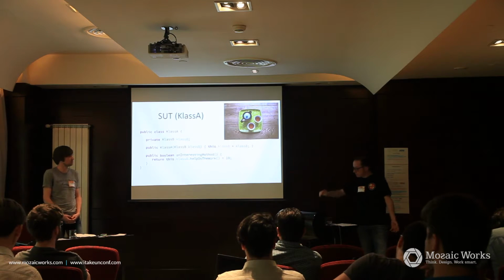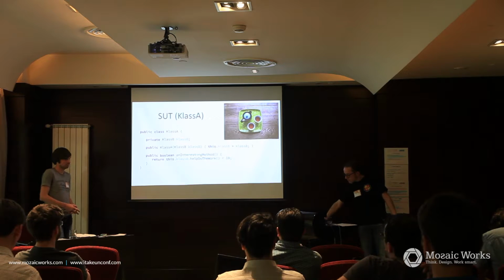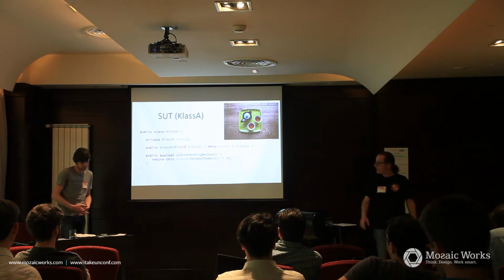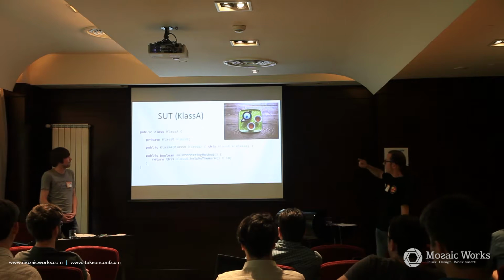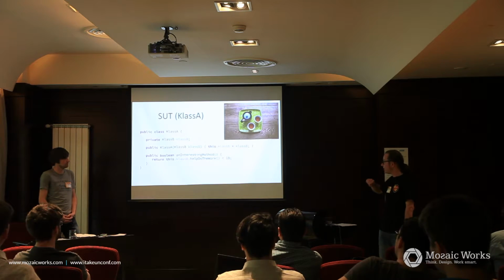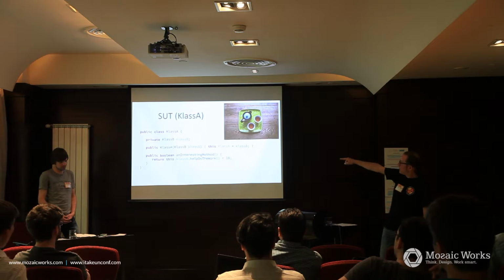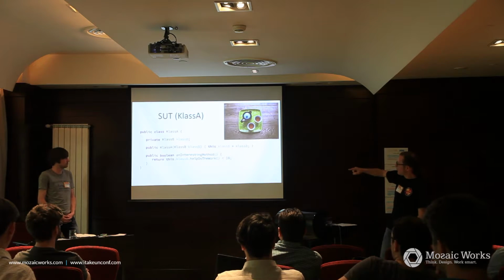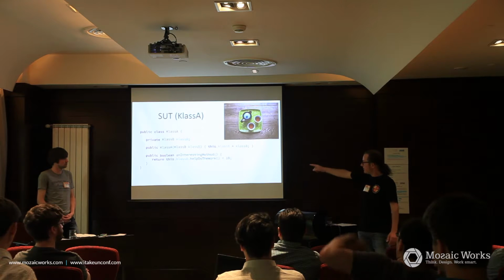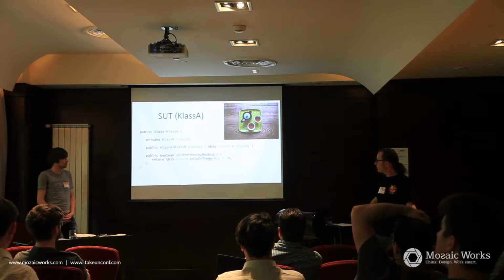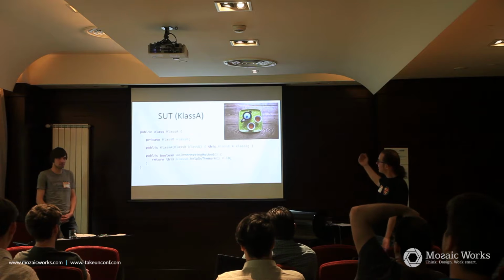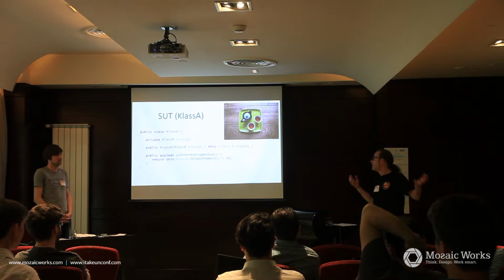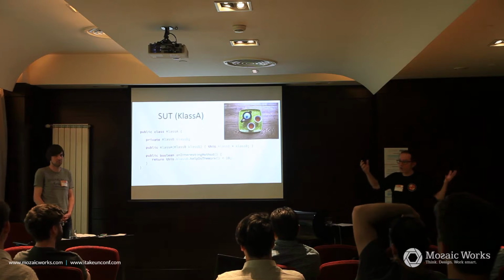I will show you code examples based on this very trivial class. It is a class A that has one collaborator, class B. Class B is injected in the constructor, and the method we want to focus on is an interesting method which just asks class B to help do the work, checks if the result is smaller than 10, and returns whether it is smaller than 10 or not.